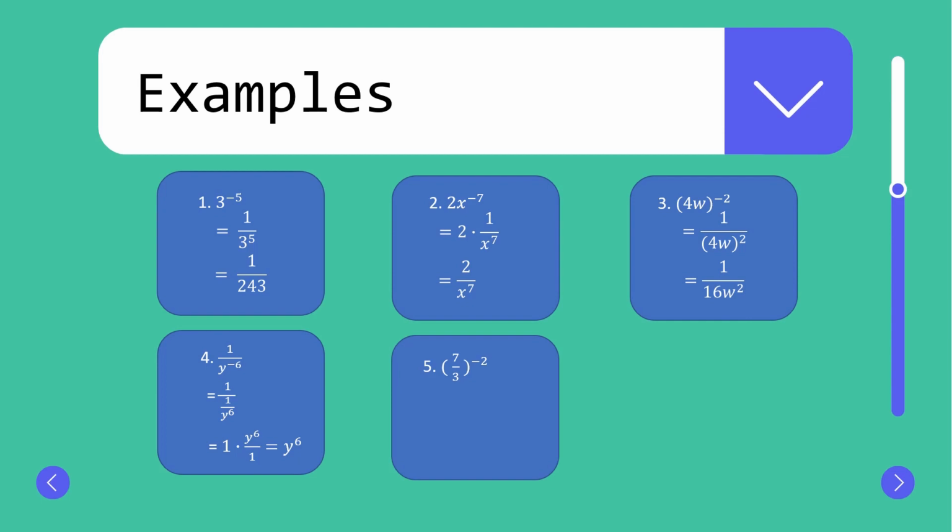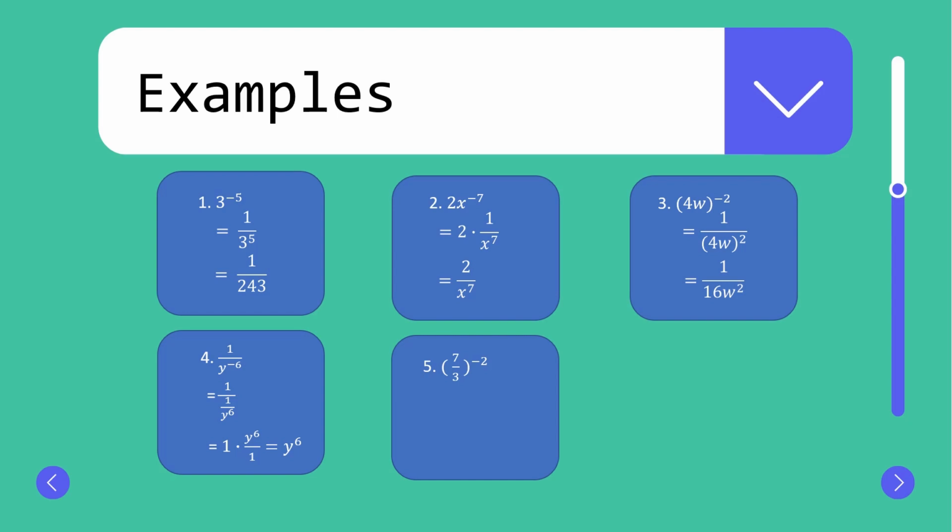Next, we have the quantity 7 over 3 raised to negative 2. Remember the third rule of negative exponents, which is the quantity a over b raised to negative n, which is equal to the quantity b over a raised to positive n. We can apply that rule on this example.